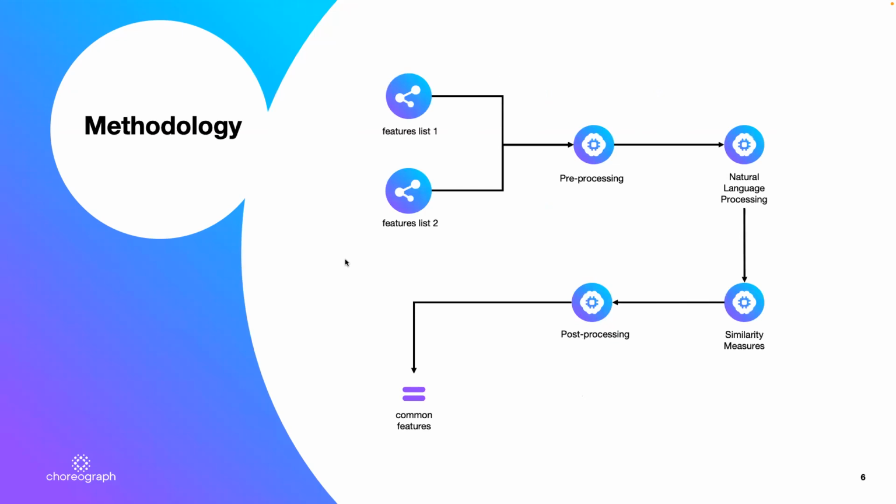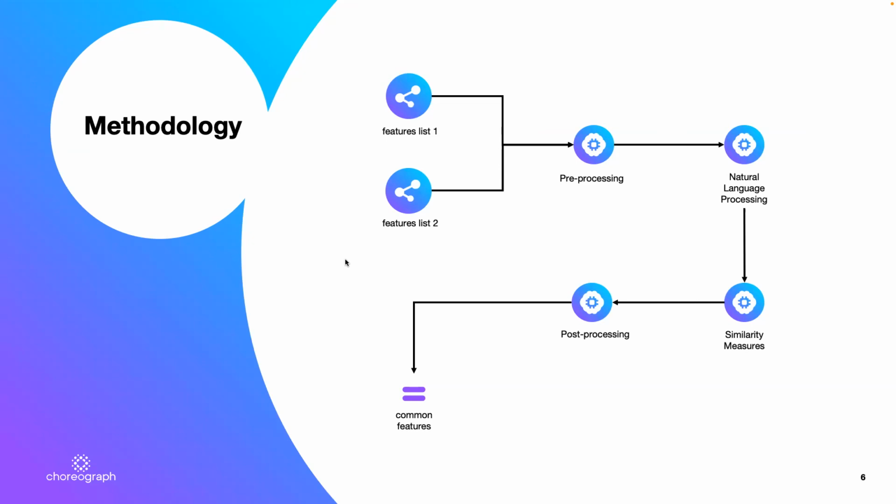The algorithm takes two feature lists from two different datasets, and then it runs some pre-processing where it will do some basic data cleaning, and then some natural language processing related cleaning. So for example, it will delete some stop words, it will do some lemmatization, and it will also run some other steps that we will go through in the next few slides. And then after that, it will pass these processed lists into the similarity measure component where we will do the similarity matching using different techniques.